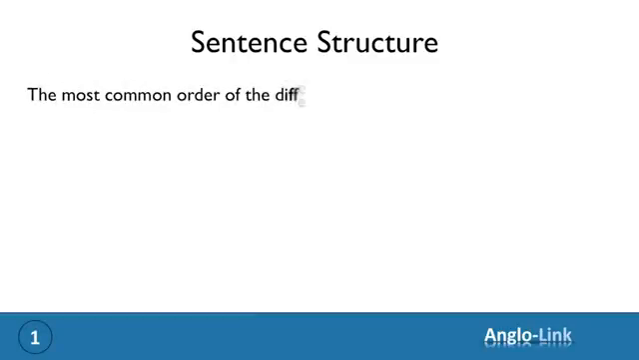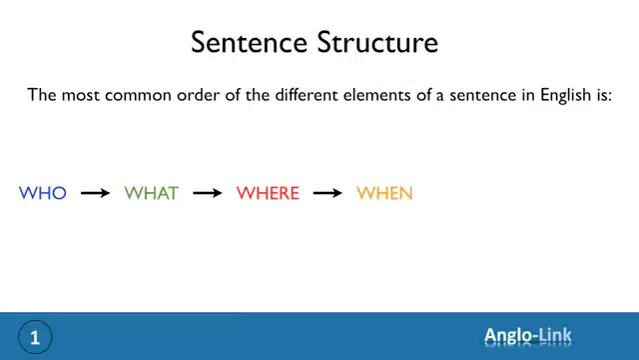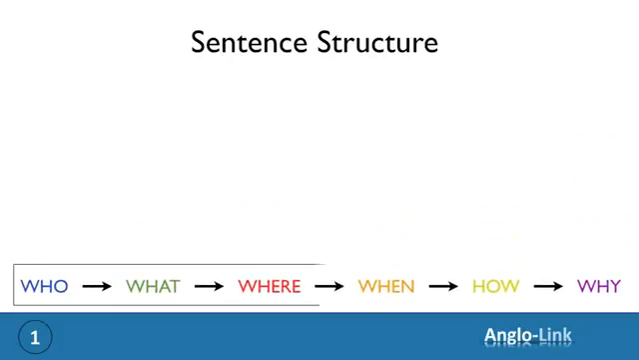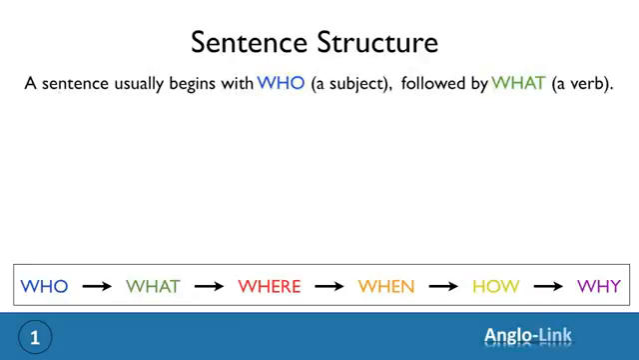The most common order of the different elements of a sentence in English is who, what, where, when, how, and why. Who, what, where, when, how, and why. A sentence usually begins with who, that's a subject, followed by what, a verb.